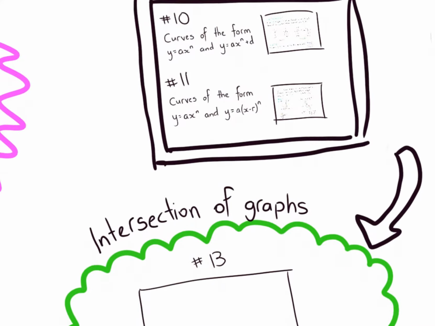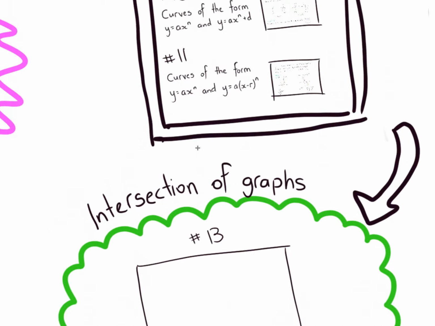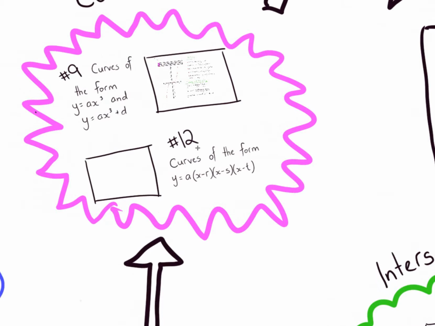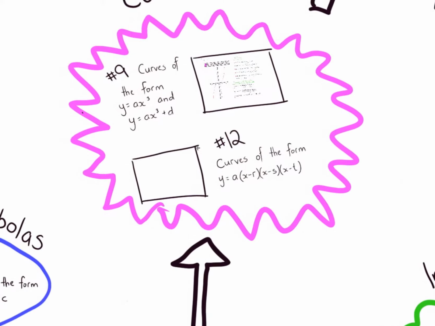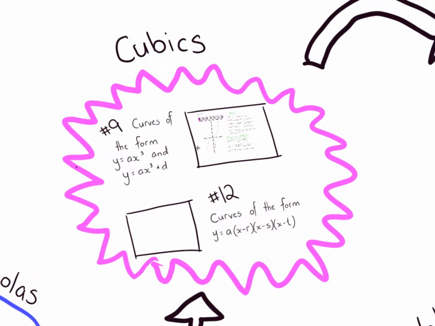Before we move on to intersection of graphs, that'll be next lesson, we're actually going to go back and look at some cubics. And not just our standard cubic, y equals x cubed, but we're going to look at cubics in a different form. Before we get started though, we're going to jump over to Desmos, have a look at parabolas and cubics.